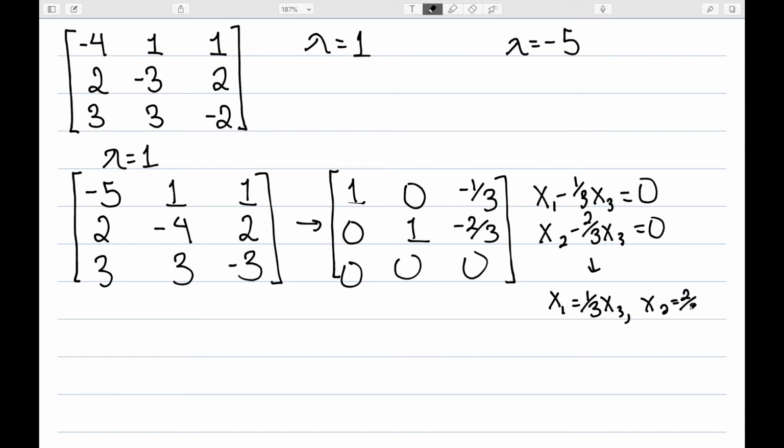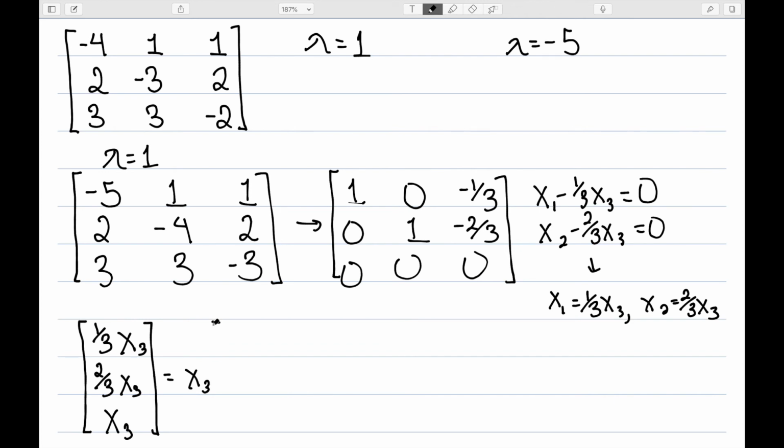x2 is 2/3 x3. So when I write my vector, I write the equation for x1, that's 1/3 x3. The equation for x2, that's 2/3 x3. And then x3 is my free variable, so I'll just write x3. We can factor out the x3. I'm left with 1/3, 2/3, 1. So my actual eigenvector will be 1/3, 2/3, 1.